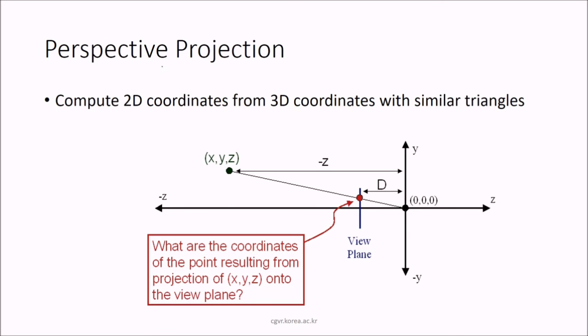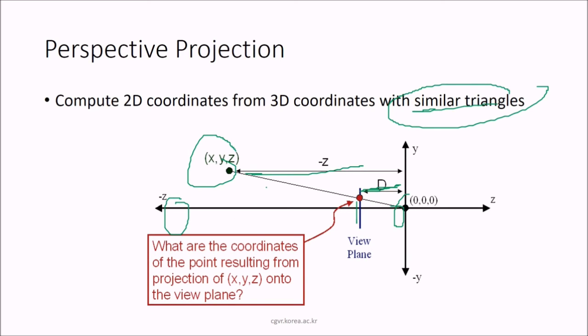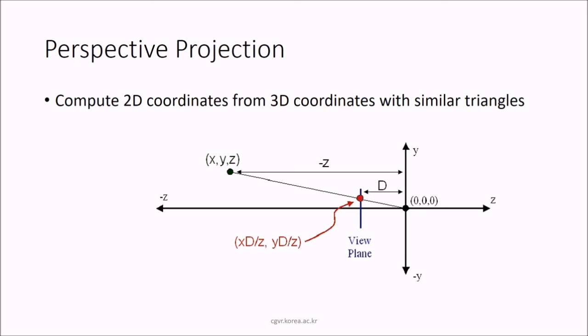So in the perspective projection, we compute 2D coordinates from 3D coordinates with respect to similar triangles. We use these similar triangles because we have this frustum, as you have seen. So this is x, y, z, and this is the view plane, and this is the distance d from the origin 0, 0, 0, and this is the negative z direction away from the user. So what are the coordinates of the points resulting from this x, y, z onto the view plane? This is equal to x d by z, y d by z. We have used the simple similar triangles relationship.